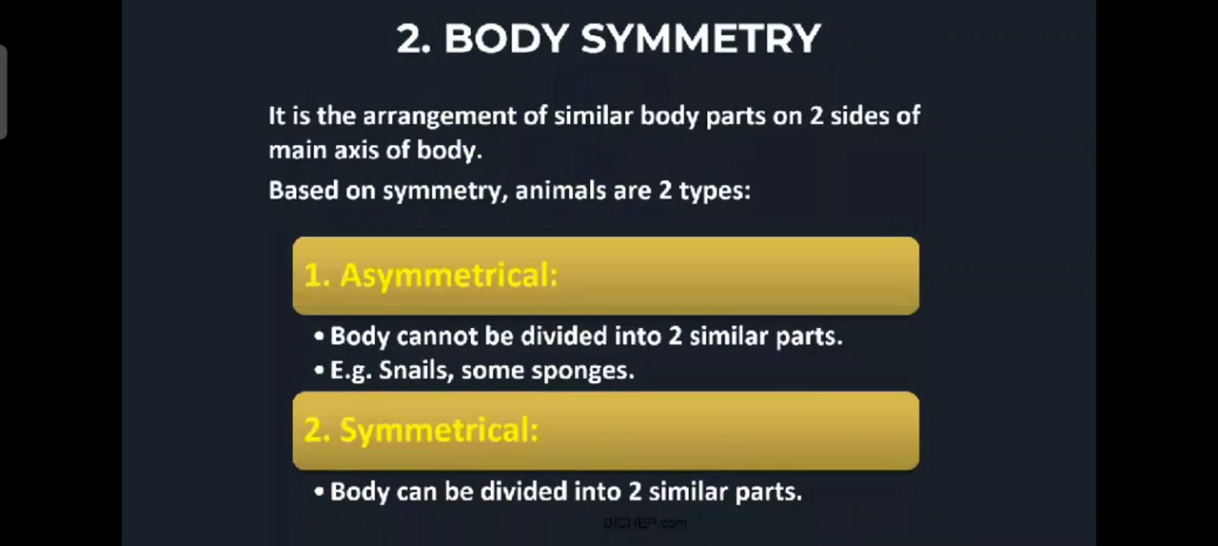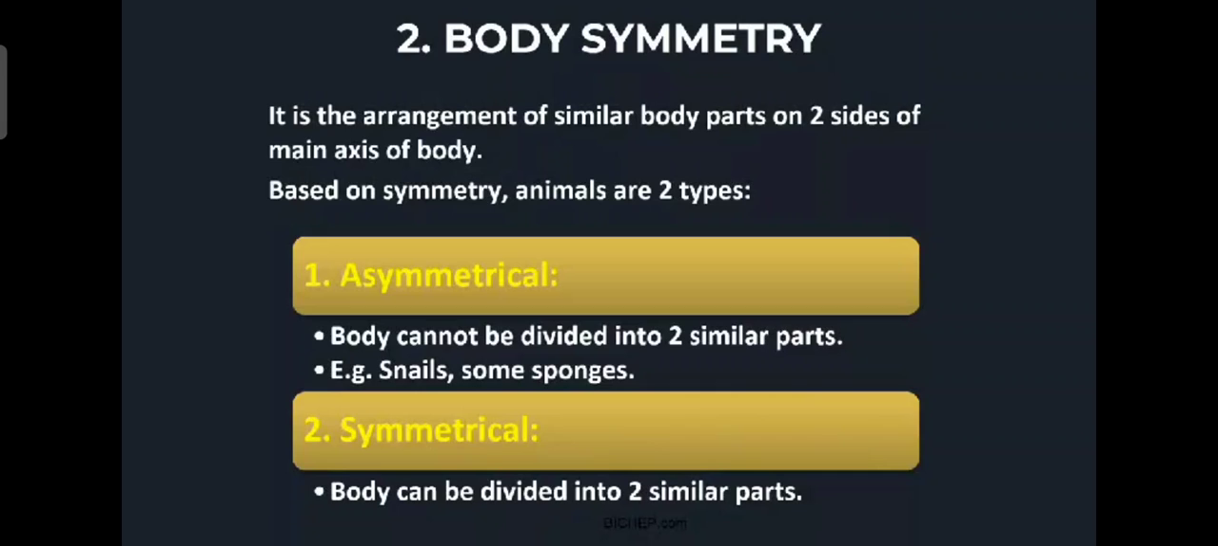Now the second point, that is body symmetry. Body symmetry means what? It is the arrangement of similar body parts on the two sides of the body. So that is called as symmetry. So depending on this symmetry, animals are of two types. Number one, asymmetrical, and number two, symmetrical.